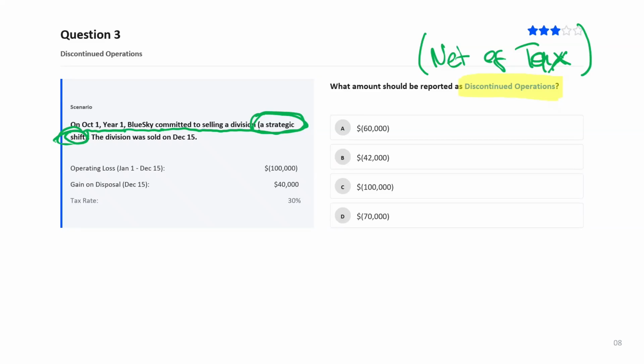And in October they decided, and eventually December 15, 2.5 months later, they sold it. This is how much operating loss they had, $100,000. They have a gain on the disposal, so they basically sold it for $40,000. And they have a tax rate of 30%. Okay, thinking of the net of tax, try to find the answer, and on the next one we will do it together.